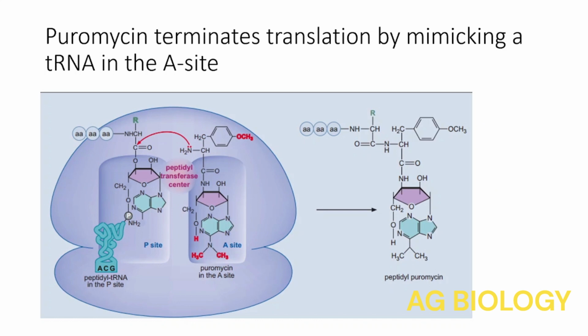One special molecule which acts in a very different style is puromycin, which terminates the translation by mimicking a charged tRNA in the A site. So it undergoes a peptidyl transferase reaction and forms peptidyl puromycin, and thereby by forming peptidyl puromycin, it blocks the reaction.